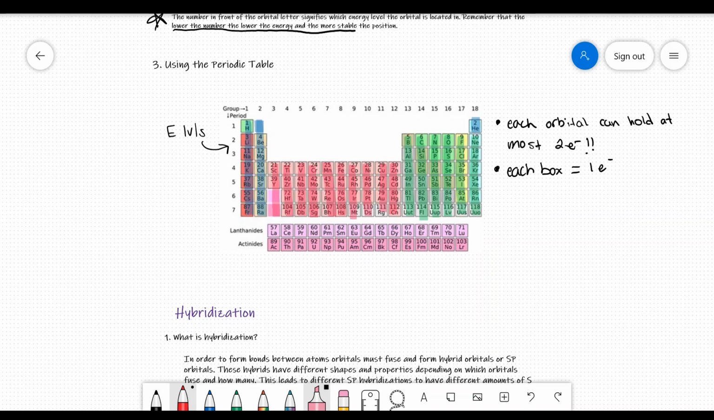Nice. Now, the last thing you need to remember is that each 2 columns represents 1 orbital. So the 2 columns here represent 1 s orbital. Remember, the number is determined by the energy level. 2 columns over here represent 1 p, and 2 columns over here represent 1 d. Remember, in total, for each energy level, we have 1 s, 3 p's, and 5 d's. Alright, beautiful. And now the last thing I want you to note is that we fill left to right.